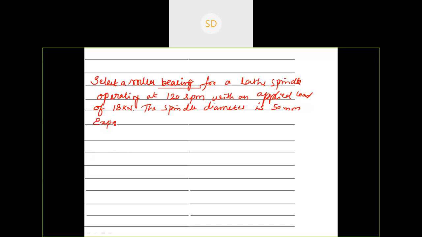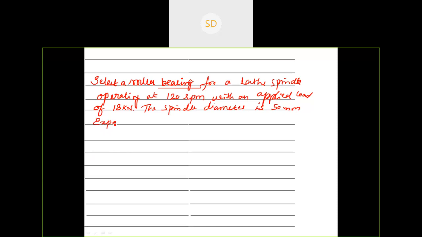So now assume the service factor K is equal to 1. Now P equal to how much? It is 18 kilonewton into 1, so 18,000 Newton here. Now the life of bearing in millions of revolutions based on load, Ln, is (C by P) to the power of 10 by 3. You can refer to equation number 16.4b.